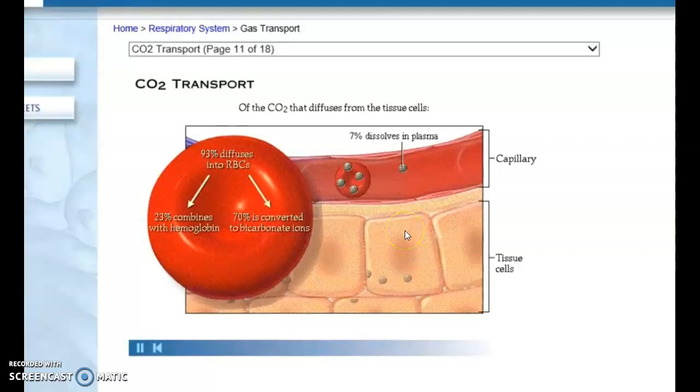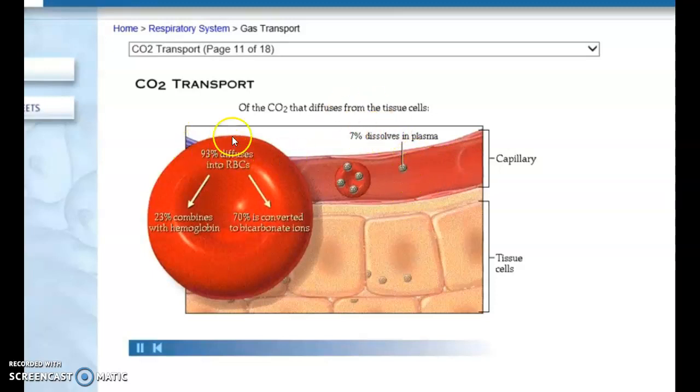But one of the things it does is, 7% of all the carbon dioxide that goes into the blood dissolves in the plasma. Okay, now again, 7% of it dissolves in plasma. We're only 1.5% of oxygen dissolved in the plasma. And so we can think, well, there's more of this. Well, it makes sense because remember, carbon dioxide is always more soluble than oxygen is, so a higher percentage will dissolve directly in the plasma.